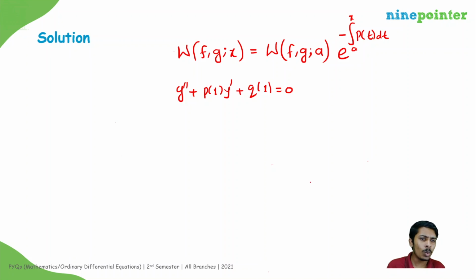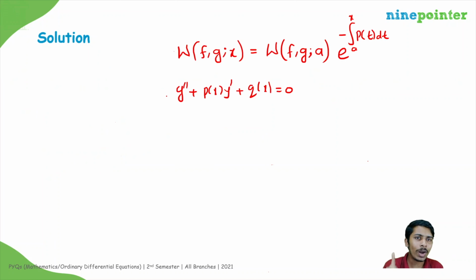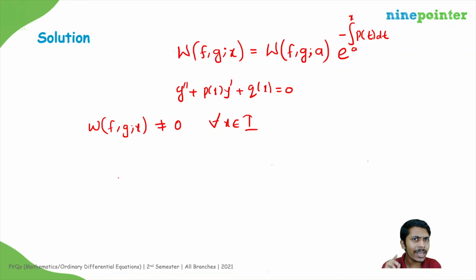Now, how does this equation actually help us prove that? The statement states that if the Wronskian is 0 at any point, then it is identically equal to 0. The other possible case is that the Wronskian is not 0 at all. That is one possibility: the Wronskian is not equal to 0 for any x. You can take any x in that interval, but the Wronskian will be non-zero. That's one possibility. Now, suppose the Wronskian is 0 at some point.